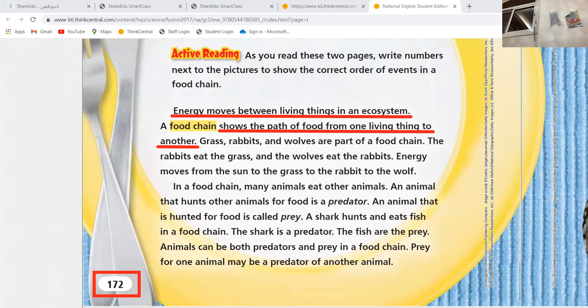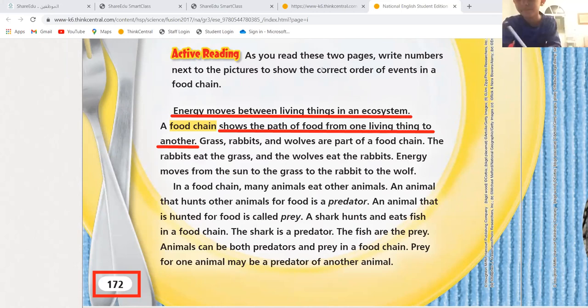Okay, boys, if you finish underlining, tell me. I underlined it. I didn't underline it. I underlined it. Very good, boys. I did it. All right, boys.